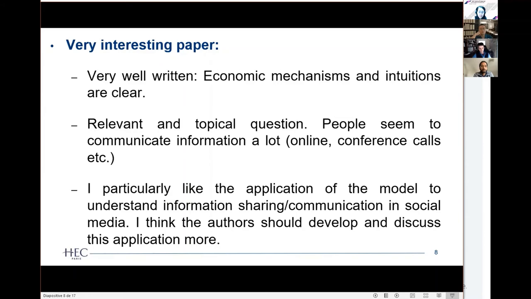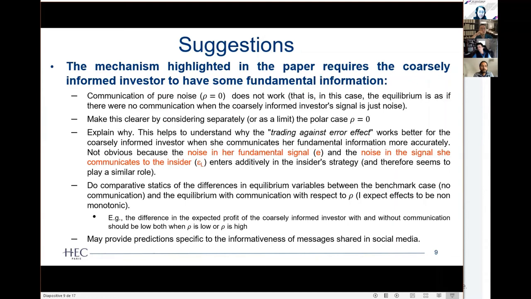I think that there are ways to extend the model to do that. So one suggestion is that something that I think you should stress more in the paper is that your mechanism requires the carefully informed investor to have some fundamental information. That is, there is a particular case in the model in which the carefully informed investor has no information at all. That is, the precision of the first signal is zero. That's a particular case of the model. And in this case, communication has no value, if you wish. It may take place, but that does not change the equilibrium.